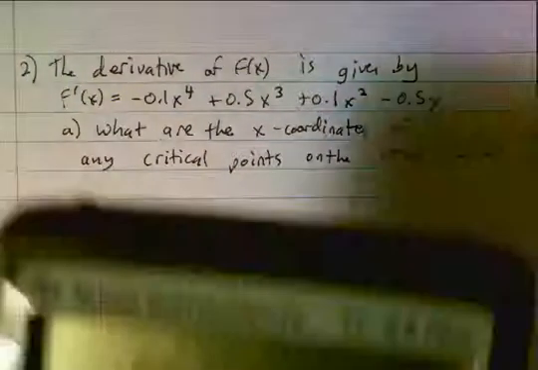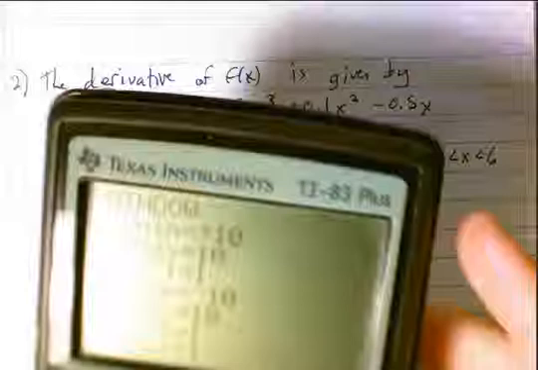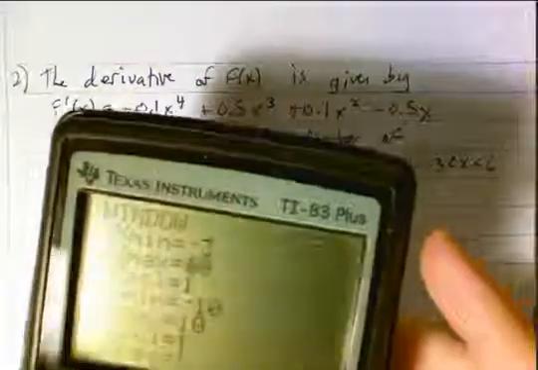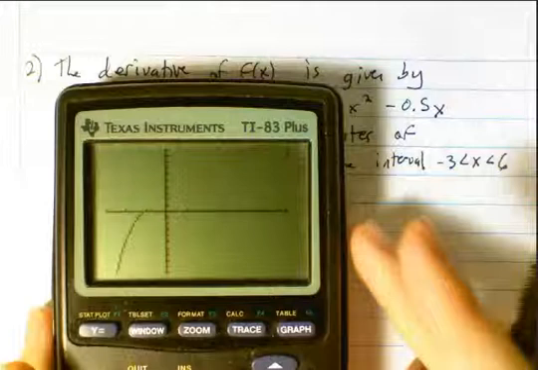So we're going to go to our calculator, we're going to enter it in. Remember the exponent is that little caret button right there. We're going to go to our window, set it to -3 to 6 for x, and graph it.